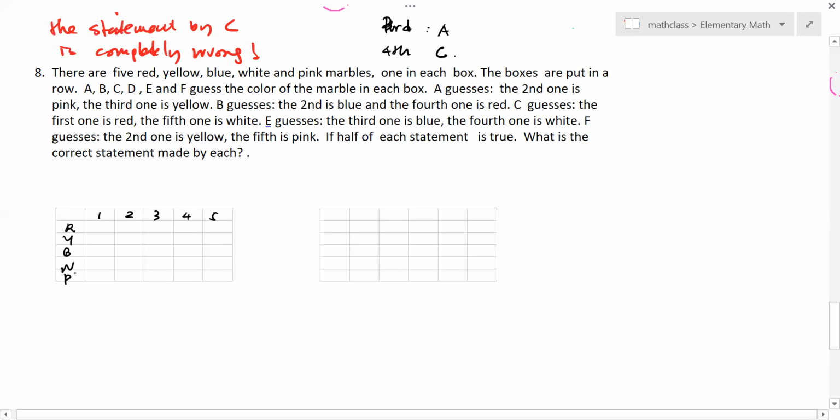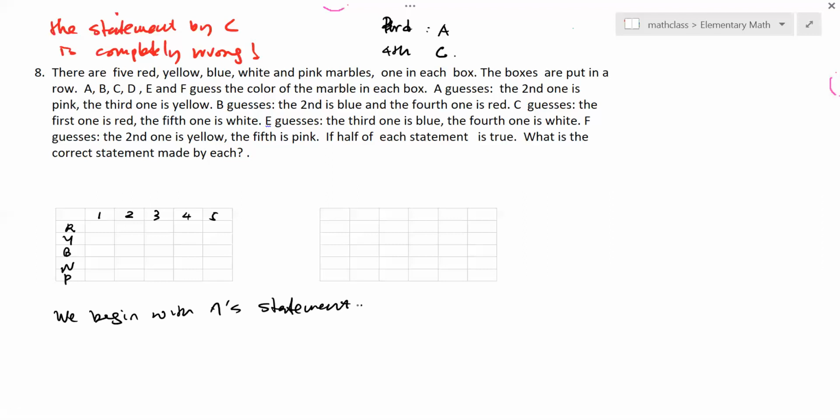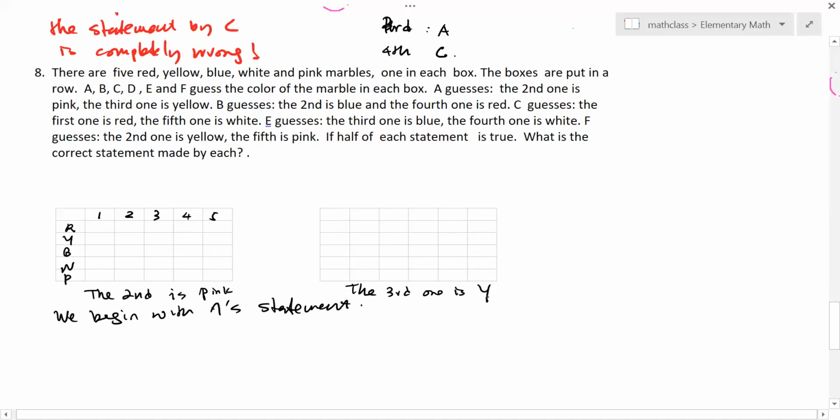Okay. Now we have to make some assumption. And we have to assume that this, A guesses, right? So we also know that only half of each statement is true. So we begin with A's statement, and only half of them is true. So we assume that A's statement, the second one is pink, okay? The second one is pink. Another statement is the third one. The third one is yellow, okay? So one, two, three, four, five. Red, yellow, blue, white, pink.